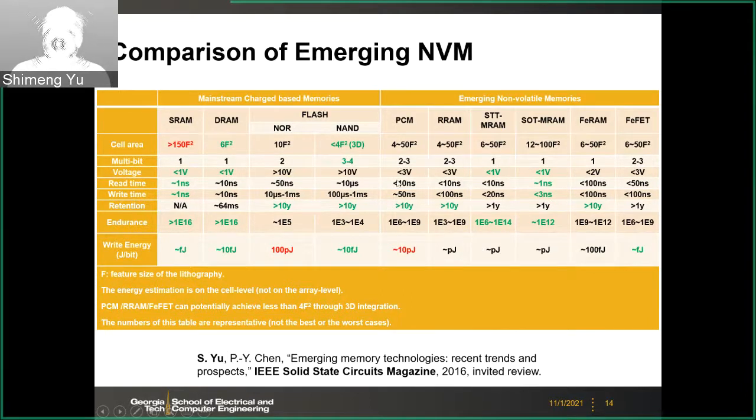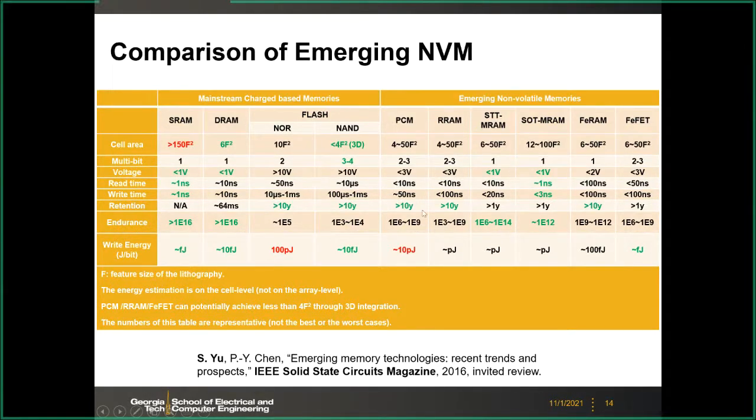And the voltage, so typically the emerging non-volatile memory is like 2 to 3 volts. It's better than the flash, not as good as SRAM. So it's higher than the logic VDD, but it's not as high as flash, which uses like 10 volts, 20 volts. And MRAM is good. It can be compatible with the logic. MRAM typically can switch at like 0.5 volts.